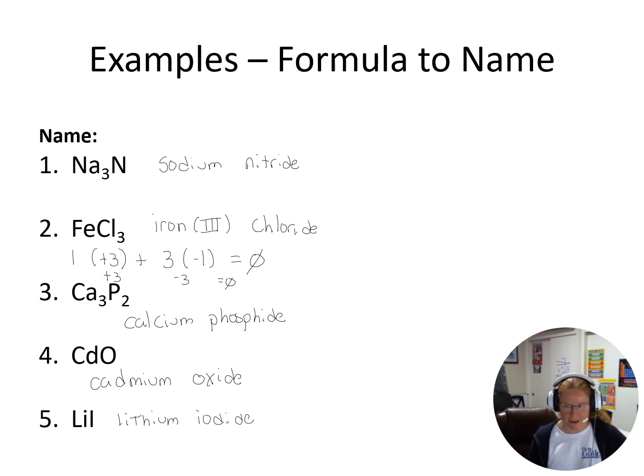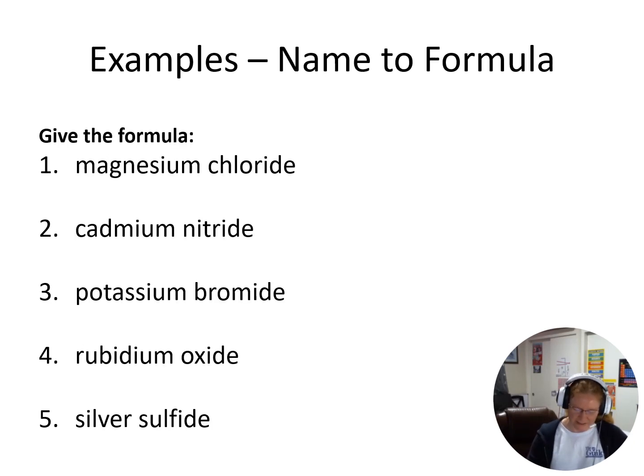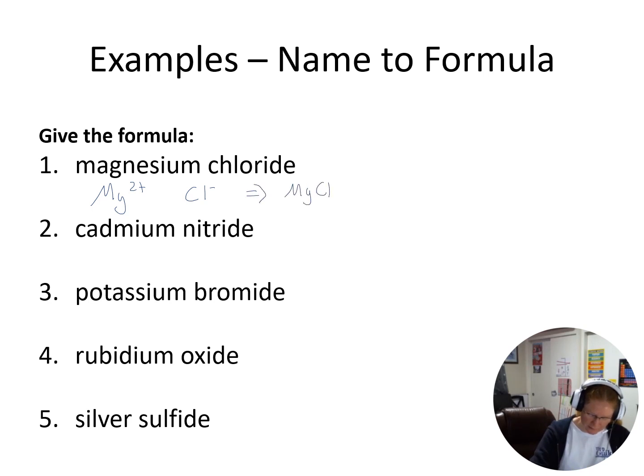We would just say magnesium chloride. So, given the names, let's figure out the formulas. Okay. So, magnesium is a +2, chloride's a -1. So to do our charge balance, we're going to get MgCl2.